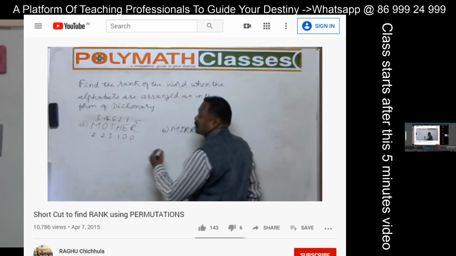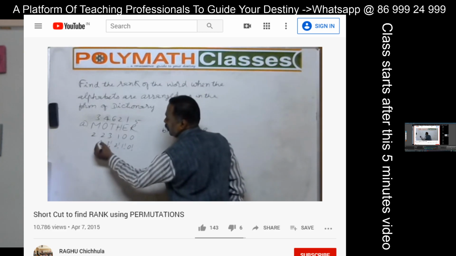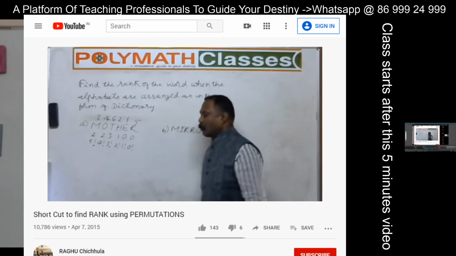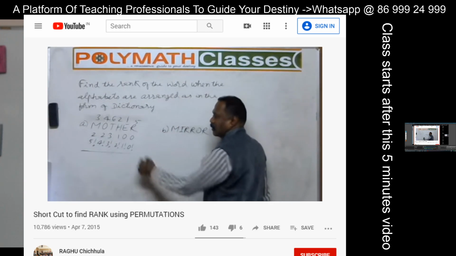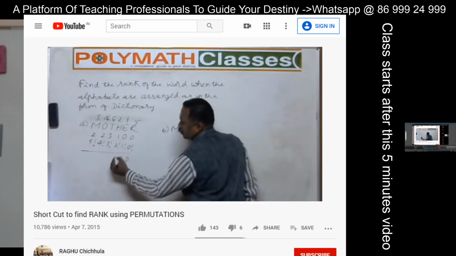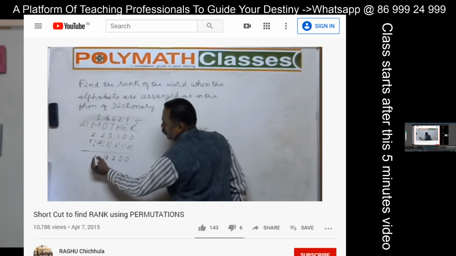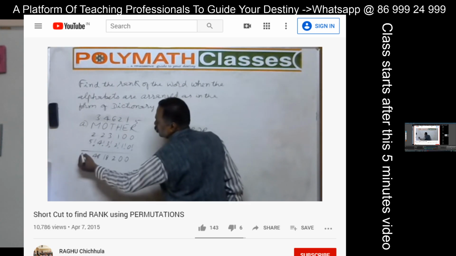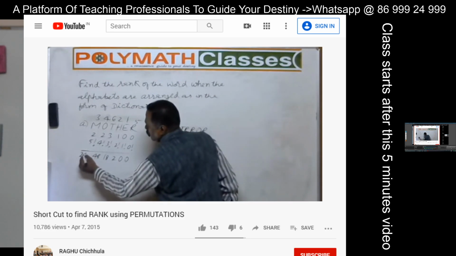So now, start writing from 0 factorial, 1 factorial, 2 factorial, 3 factorial, 4 factorial, 5 factorial, only from its right hand side. Then multiply. 0 into 0 factorial, 0. 0 into 1 factorial, 0. 1 into 2 factorial, 2. 3 into 3 factorial, 18. 2 into 4 factorial, 48. Then 2 into 5 factorial, 120 into 2, that is 240.